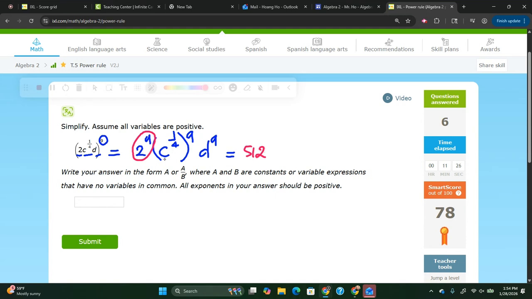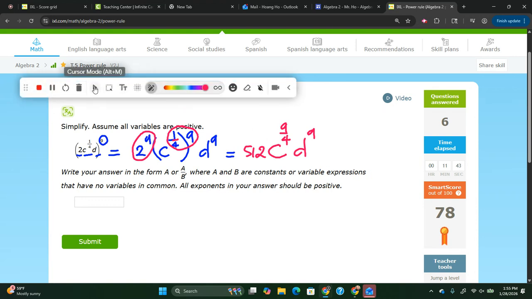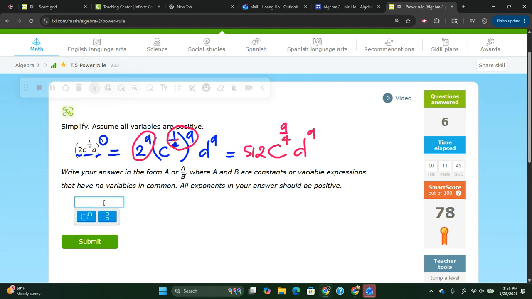Okay. And then C power 1 over 4 times 9, power 9. So we multiply these two powers together. So I come out C power 9 over 4. Okay. And D power 9 in the back. That's it. Cannot simplify further. So you put the answer in the box.